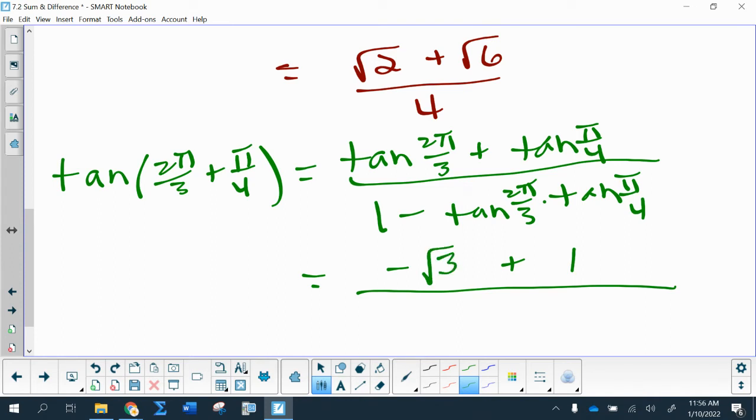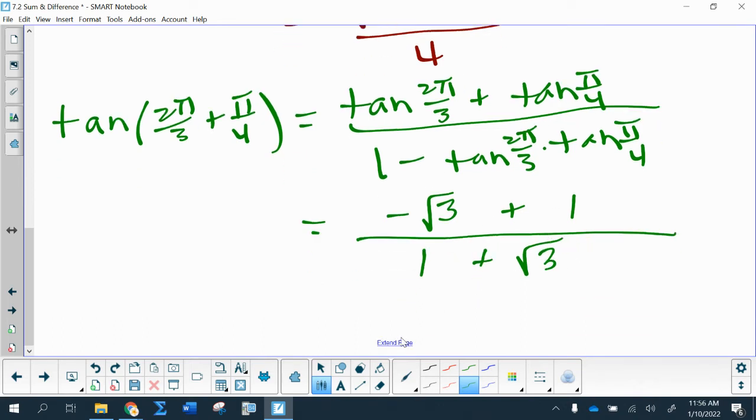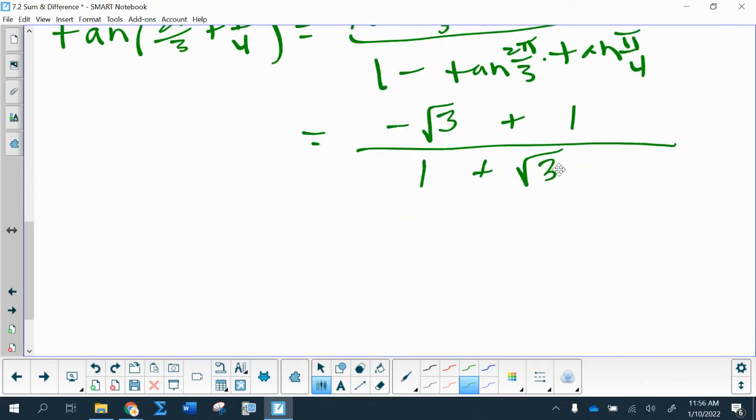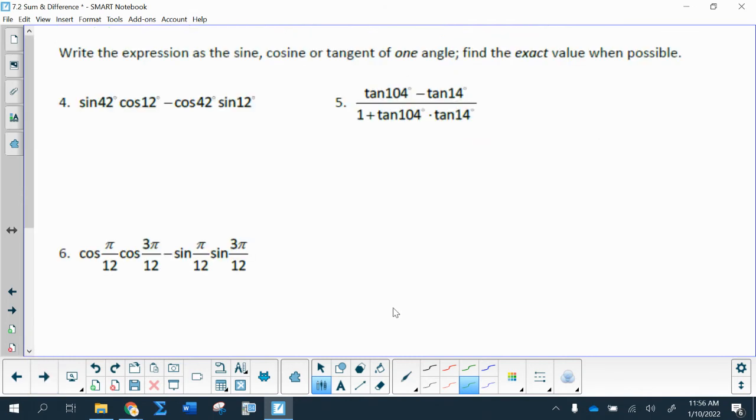So I get there. And then my denominator becomes 1 minus, this is a negative root 3 again, so it becomes plus like that. And you can just leave it like this. Again, we don't have to simplify or rationalize our denominators. Okay, hopefully that's making a little bit of sense. We're going to keep going. You could always rewatch the video or ask questions in class.